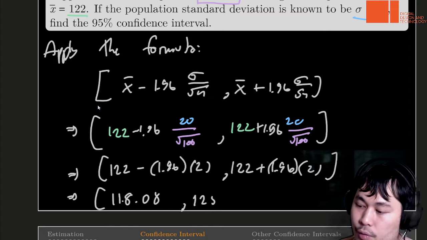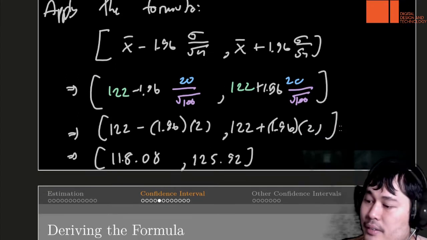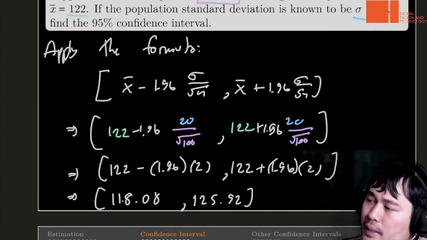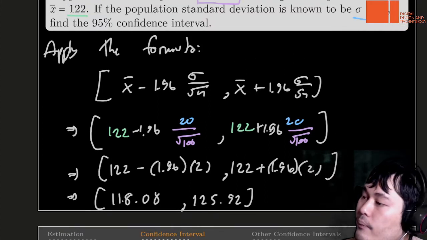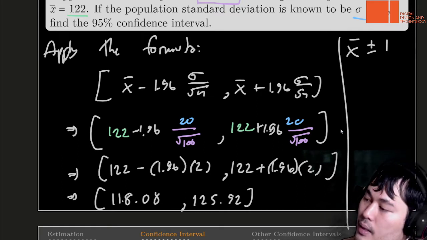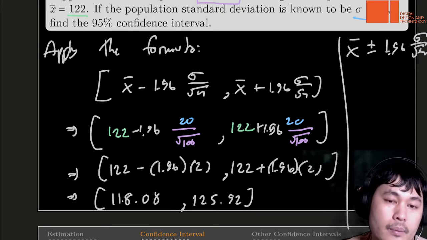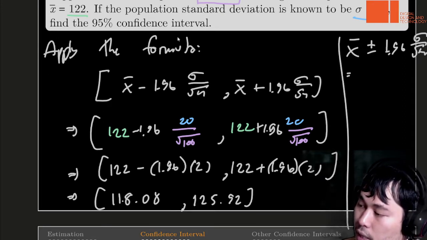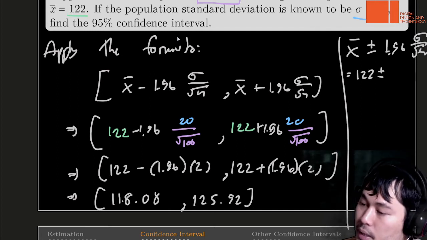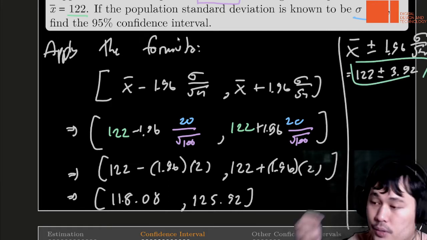118.08 and 125.92. That's the answer. An alternative notation, you could, but I don't recommend that, is to write it as a plus or minus 1.96 times sigma divided by square root of n. And if you do that correctly, you should also get 122 plus or minus 3.92. That's an alternate way to express this.